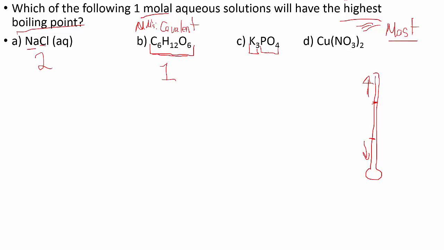K3PO4, oh hey look, PO4, it's a polyatomic ion. The PO4 atoms are going to stick together. So I'm going to get 1 PO4 and I'm going to get 3 Ks, so I'm going to have 4 total. All right, Cu(NO3)2. The NO3s are going to stick together, but I got 2 of them. So I get 1 copper, 2 NO3s. I'm going to have 3 particles. All right, so which one has the highest boiling point? The one with the most stuff, that breaks up into 4 particles, is going to be K3PO4.